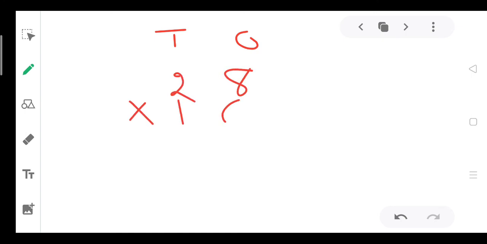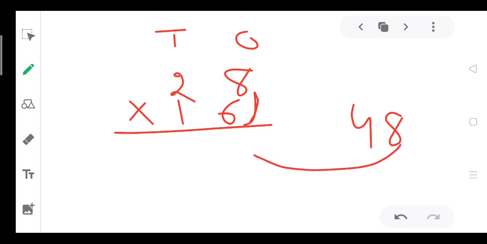Again I am writing the places at the top: ones, tens. 28 multiplied by 16. What is our first step? We will multiply the ones place digit. 6 8 is 48. We will read the table of 6 up to 8, or 8 up to 6. 8 we will write here and this 4 will be carried over to the tens place digit.